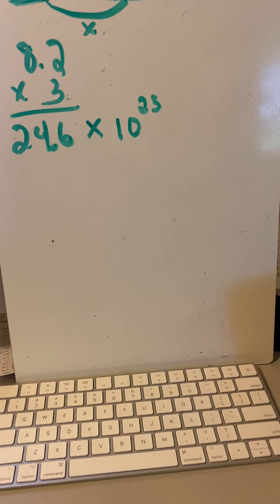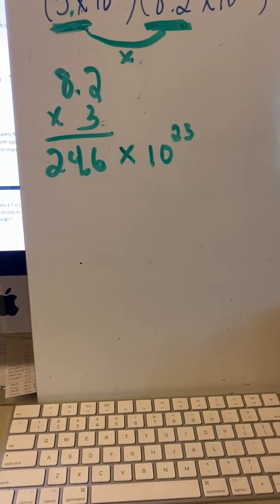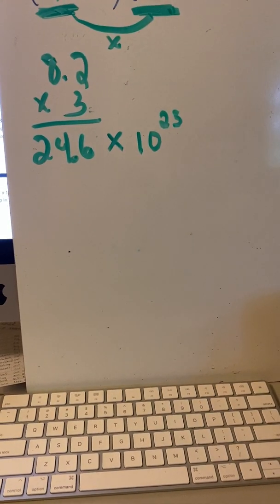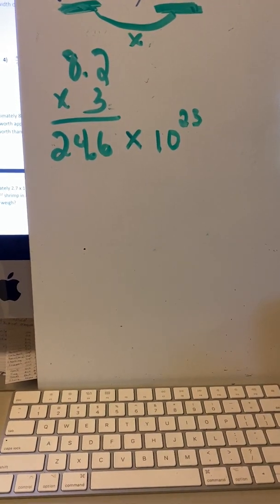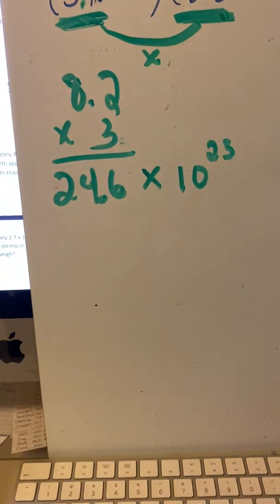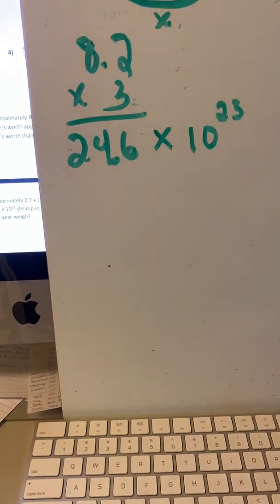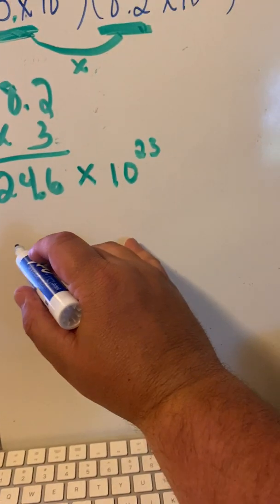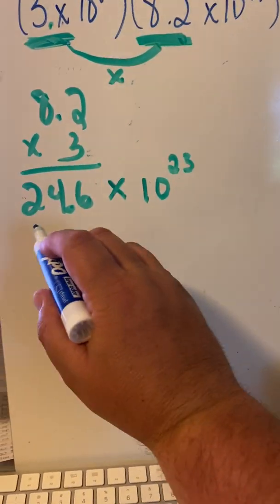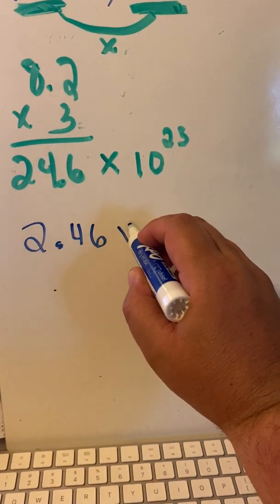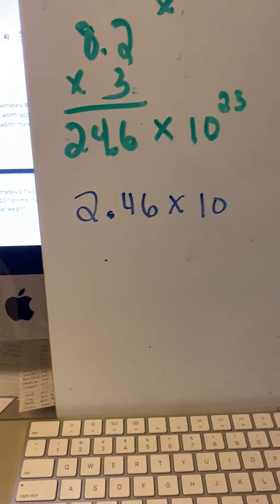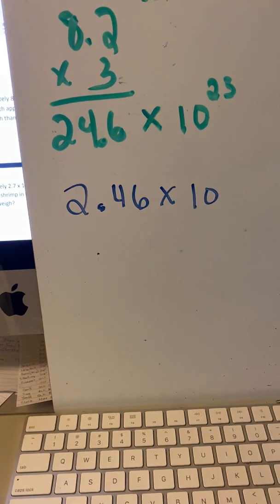Now, I don't like the way this is written, okay? This is not scientific notation. If they say to write this expression or simplify the expression, they also want you to simplify it so it's in correct scientific notation. Now, what it means by correct scientific notation is it's not 24.6, it's 2.46 times 10 to the whatever power, okay? And that's what we have to figure out.